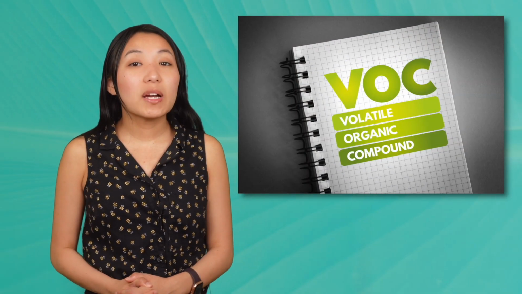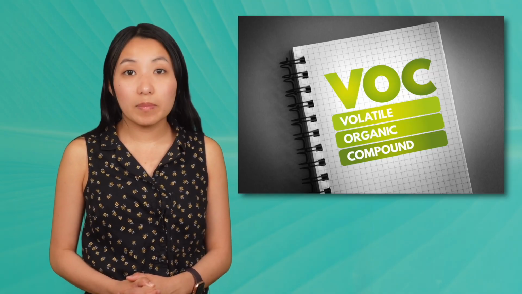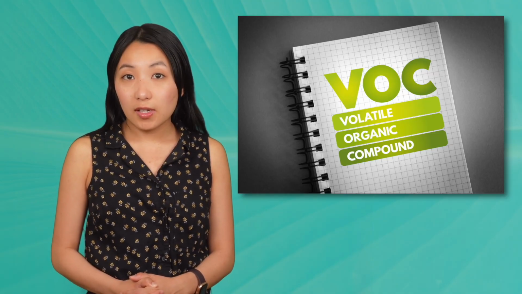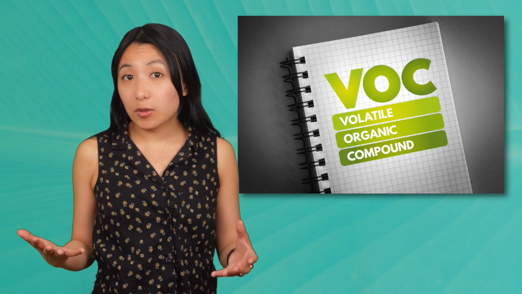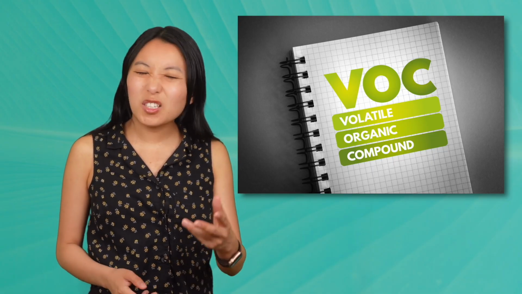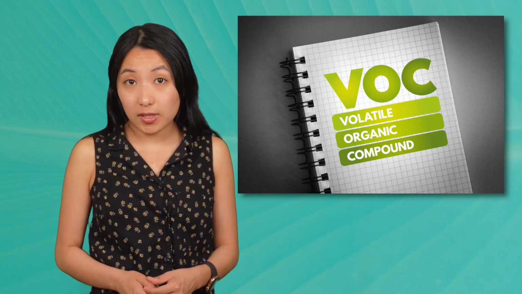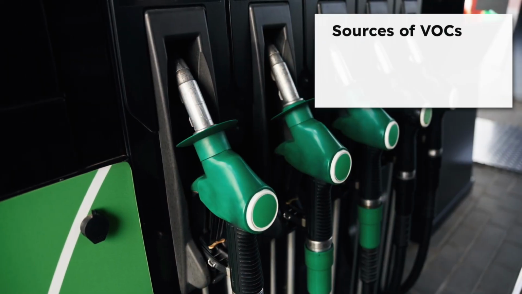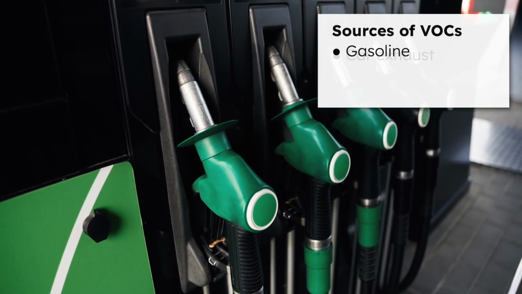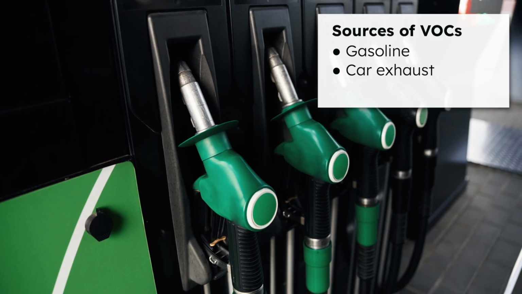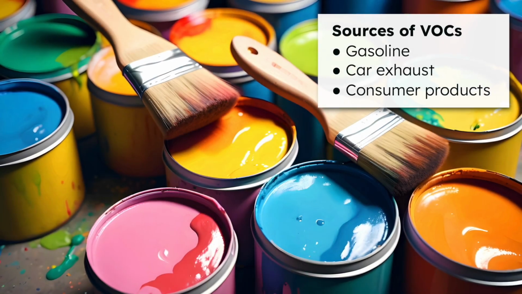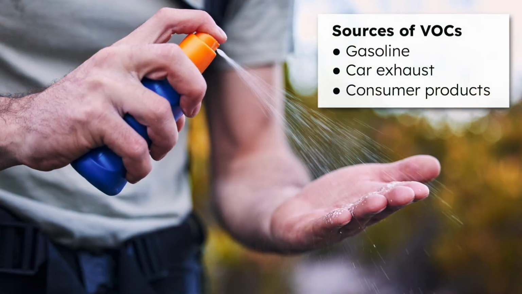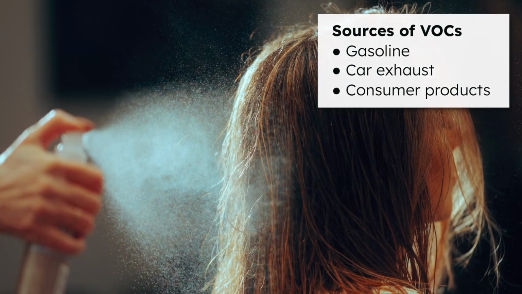We also have to be mindful of volatile organic compounds, or VOCs. Sounds fancy, but you can think of VOCs as a broad category of primary pollutants that don't fit into the other categories. Common sources of VOCs include gasoline and car exhaust. But VOCs are also released by everyday consumer products. This includes paint, cleaning supplies, sunscreen, insect repellent, and even hair products, just to name a few.